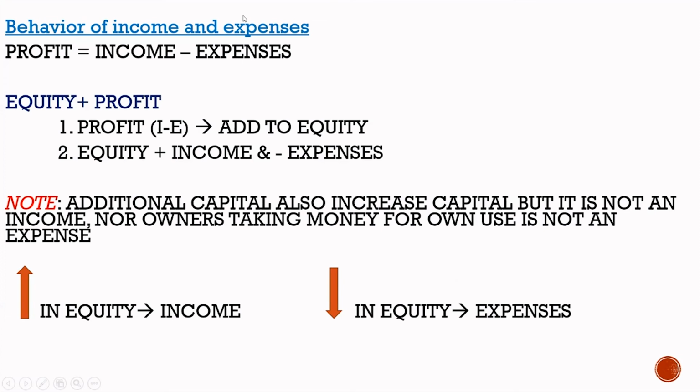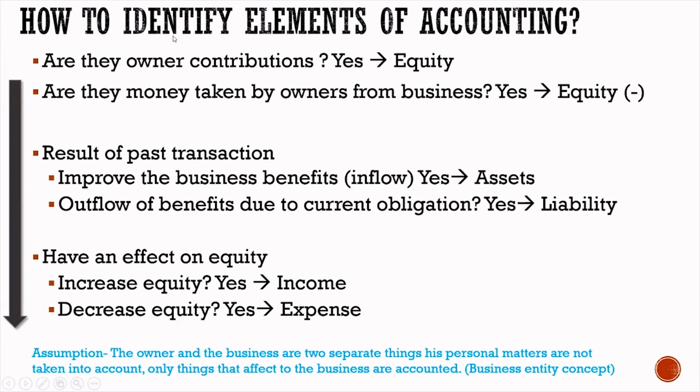So I hope you got a clear idea or the basic idea of what these elements and their relationships are about. So how can you identify the elements of accounting? If a business transaction is given to you, Putte, follow this order. I won't be asking you to stick to the same, but just go through it so that you can get an idea, right?